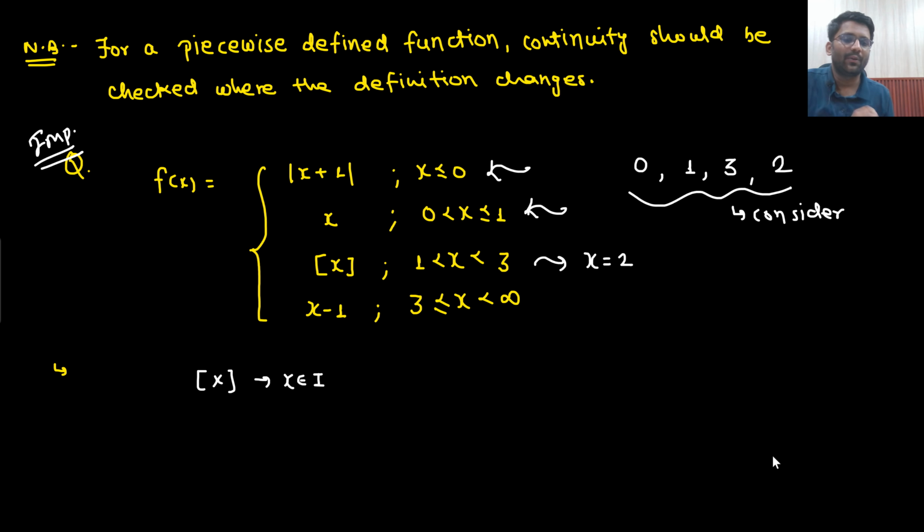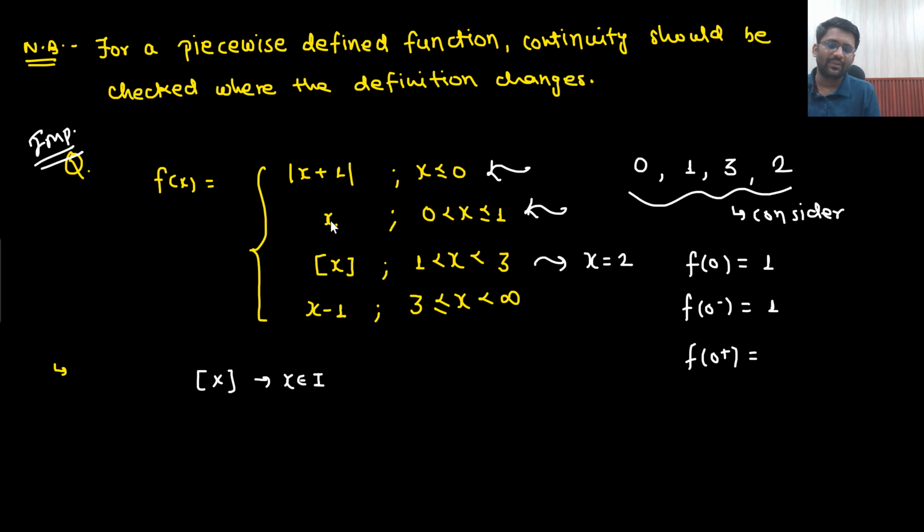That means if I solve this question without drawing the graph, what I will do is find out the value of f of 0. So f of 0 follows this definition, the value is 1. Then I will find out the value of f of 0 minus. 0 minus means I will follow this definition. So if I put 0 here, the value I am getting is 1 only. And then I will calculate f of 0 plus. F of 0 plus means it will be lying in this range, so I will put x equals 0 here, the value I am getting is 0 only. That means it is discontinuous.